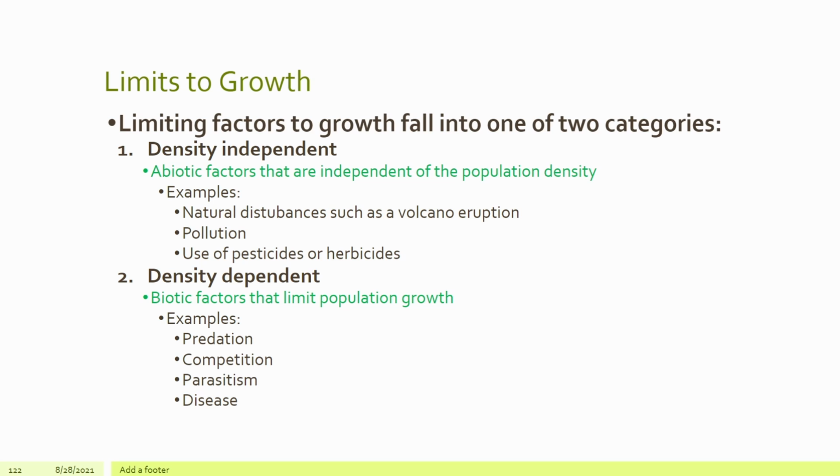So there are limiting factors to growth, and they fall into one of 2 categories: density independent and density dependent. Density independent factors are abiotic. They're abiotic factors that are independent of the population density. Examples: pollution, use of pesticides or herbicides, or even a natural disturbance such as a volcano eruption. Density dependent are biotic factors that limit population growth. Examples include predation, competition, parasitism, and disease.